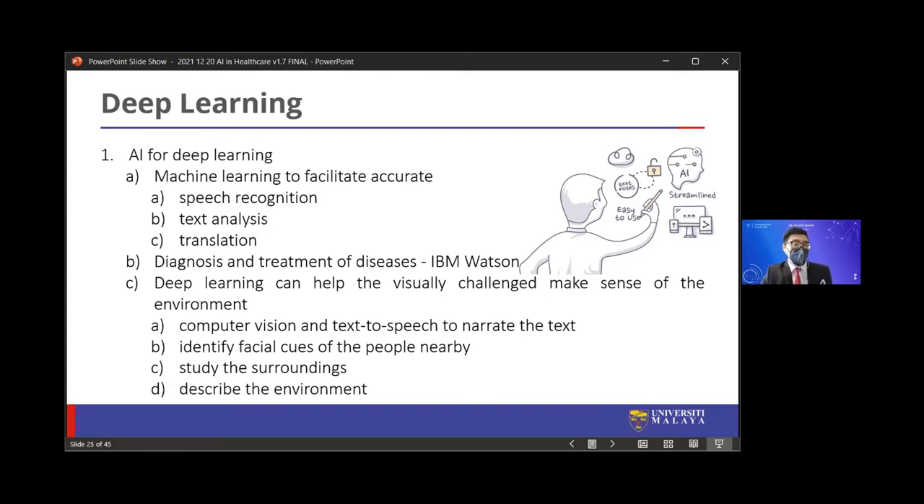More importantly, it can also be used to identify facial cues of people nearby and study the surroundings and describe the environments, and more importantly, prevent them from going to areas which may be dangerous for them in the first place.